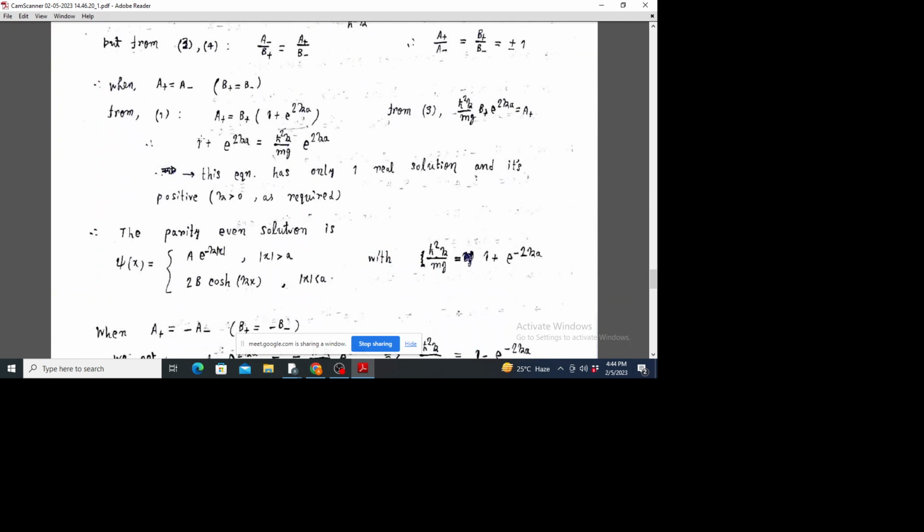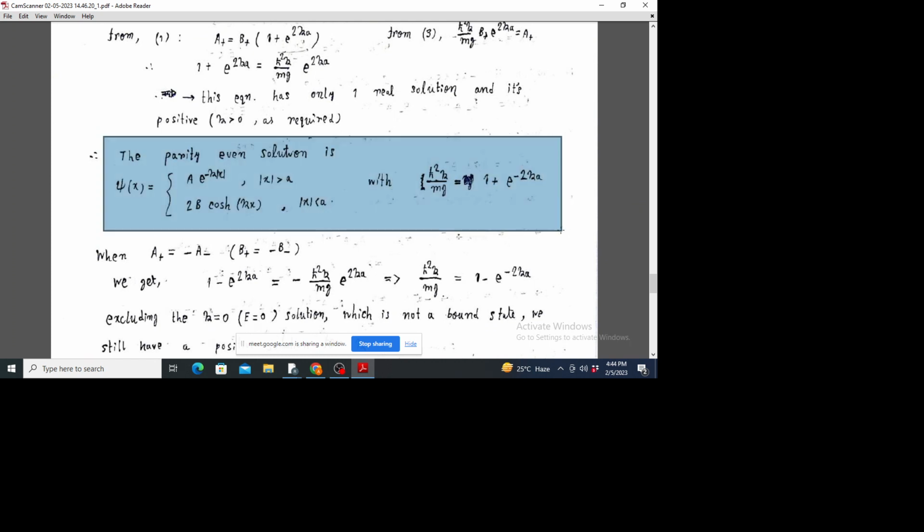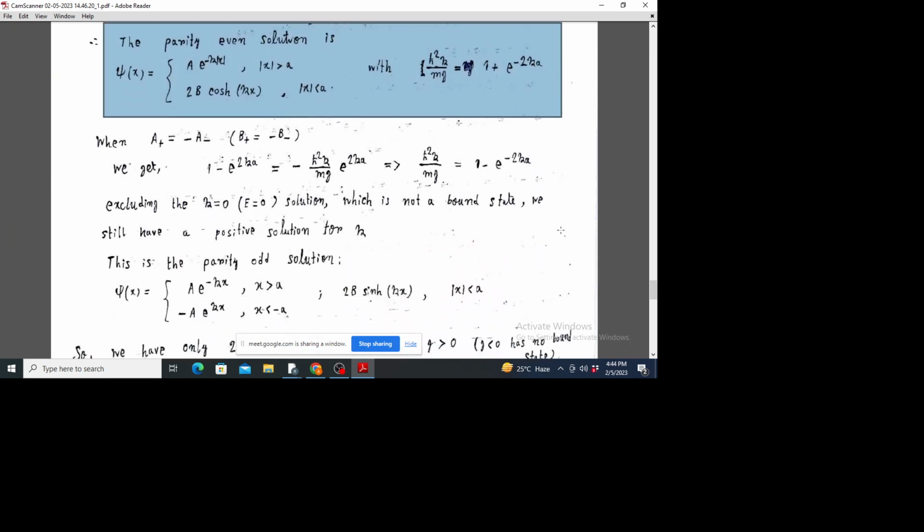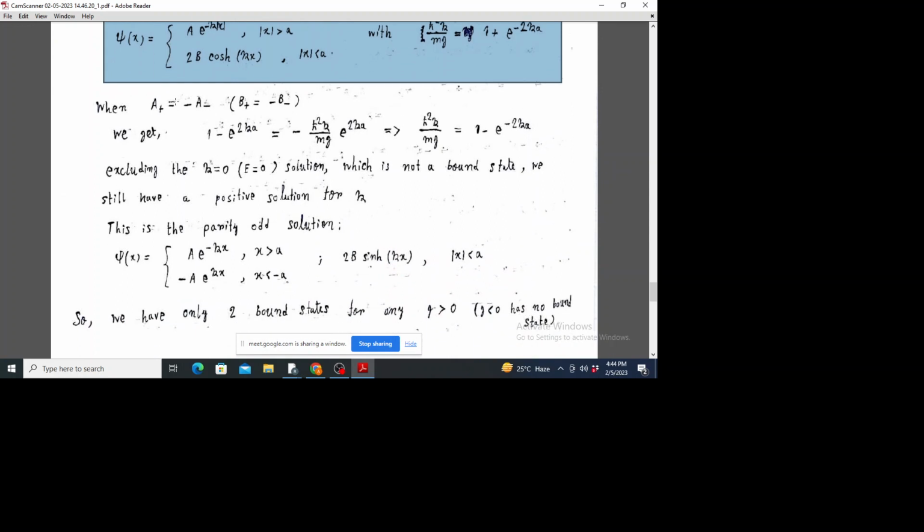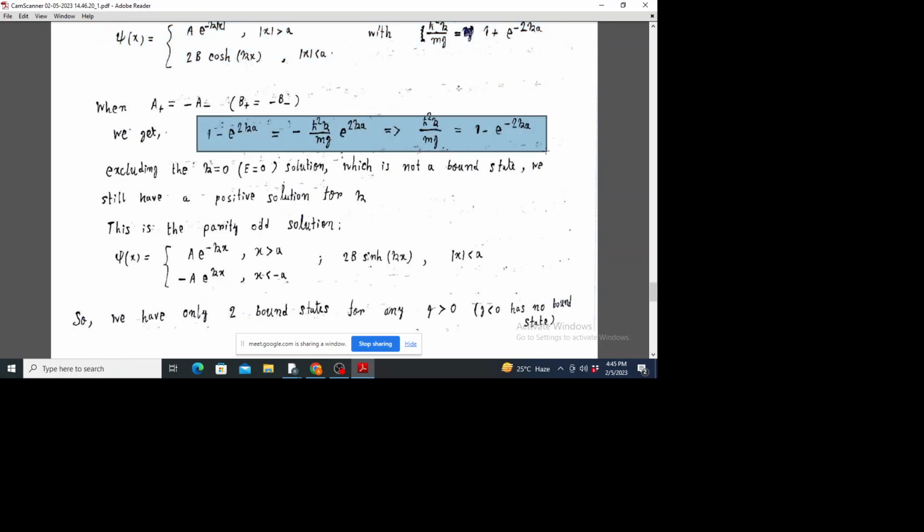Okay, so from the plus condition, we get this equation, and it has only one real positive solution, as is required. So that is that one solution, and this is the even solution, parity even. So this is one solution, and then with the negative solution we will get another condition. So this is another equation.